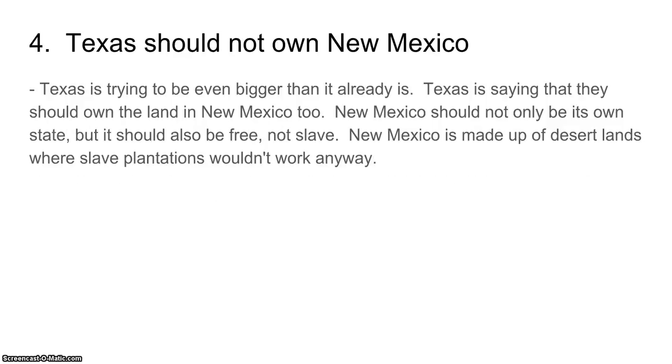All right, and lastly, Texas should not own New Mexico. Texas is trying to be even bigger than it already is. Silly Texas. Texas is saying that they should own the land in New Mexico too. It seems kind of greedy. New Mexico should not only be its own state, but it should also be free, not slave. New Mexico is made up of desert lands where slave plantations wouldn't work anyway. All right, so those are the northern arguments. These are the arguments that the students need to read well, and be aware of why they should get what they want and why they're right.